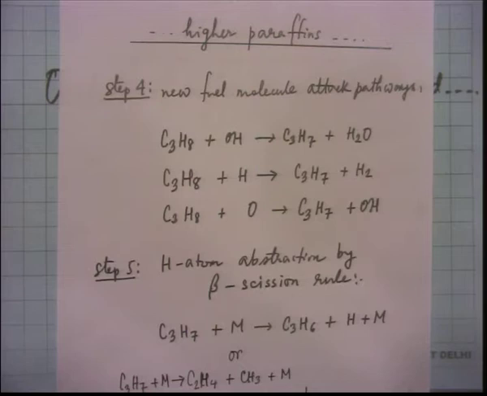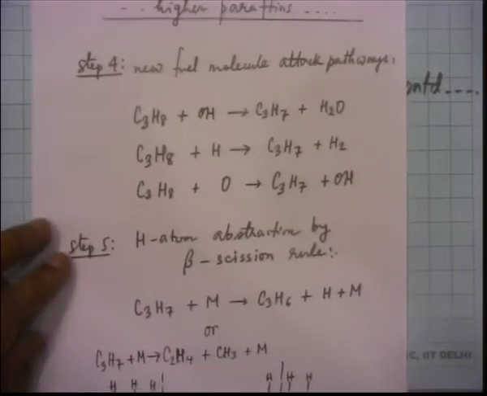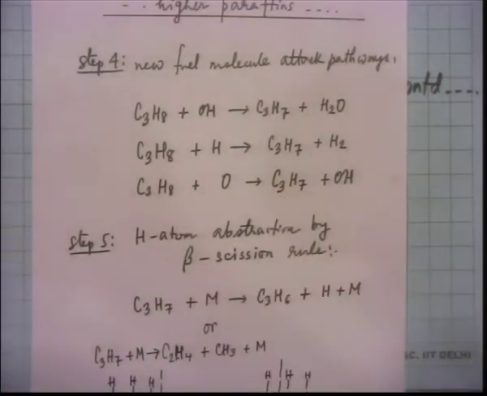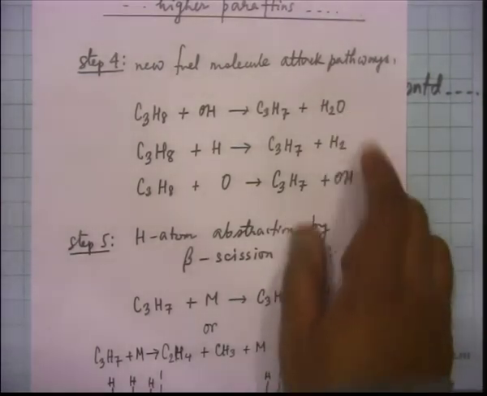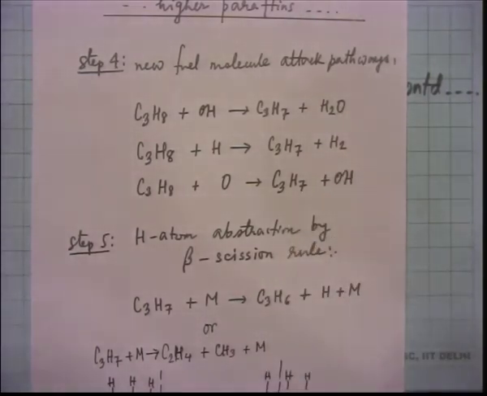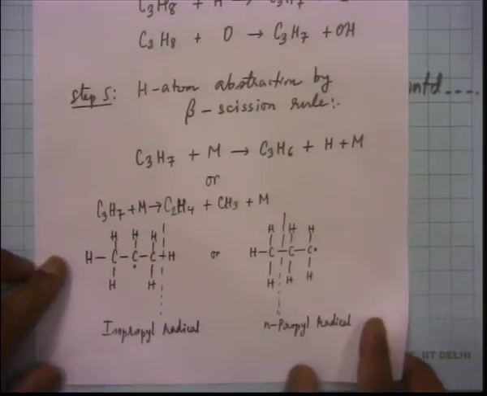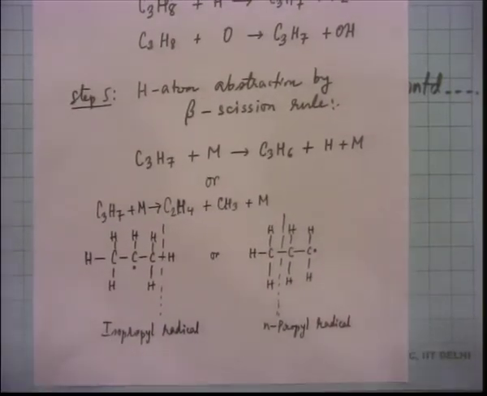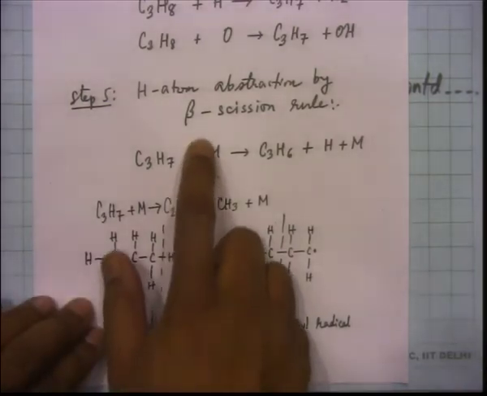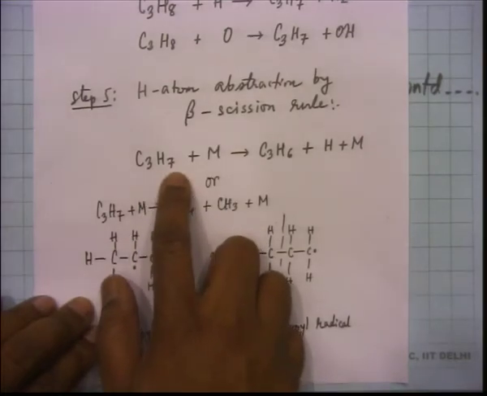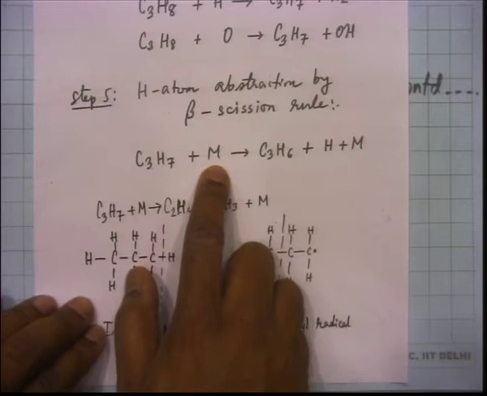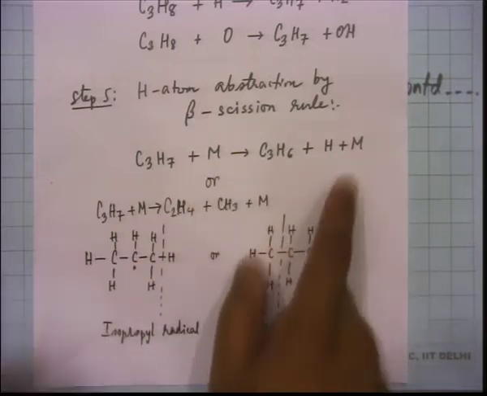So now C3H8 is attacked by, let's say, OH or H or O to give you C3H7 and a few other things like water and H2 and OH. Then we get H atom abstraction again. So that was step 5, and I think we stopped at step 5 in the last class. So that H atom abstraction happens like this: C3H7 plus M is C3H6 plus H plus M.